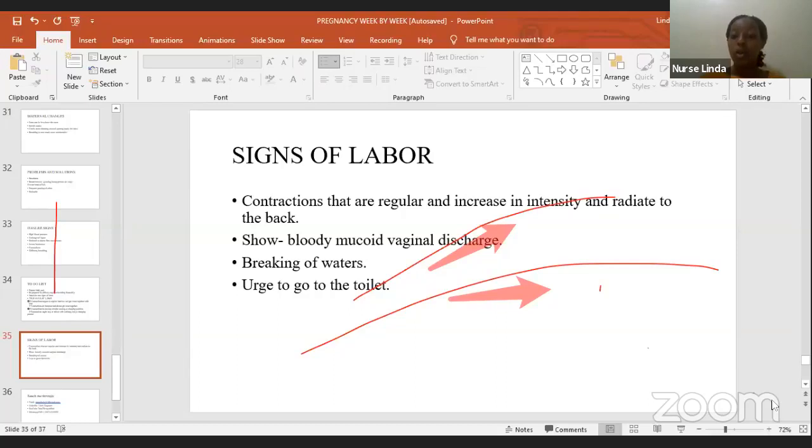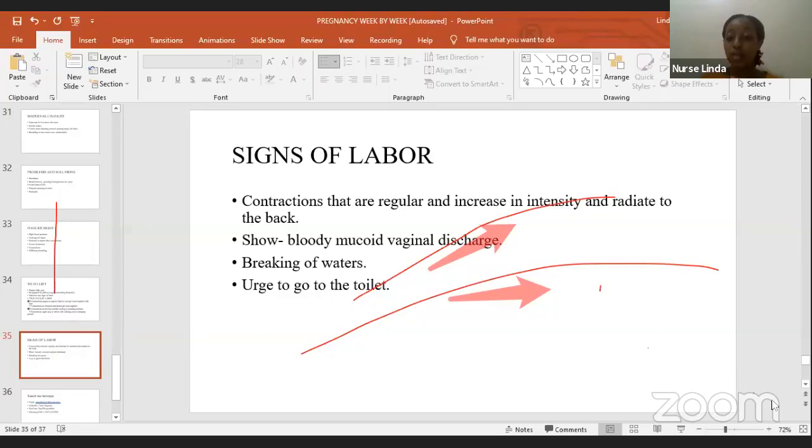There's also what we call show, and that is bloody mucus that comes from the vagina. Mucus that is bloody, okay? And that means the mucus plug that was closing the cervix is now out to allow the fetus, the baby, to come out.